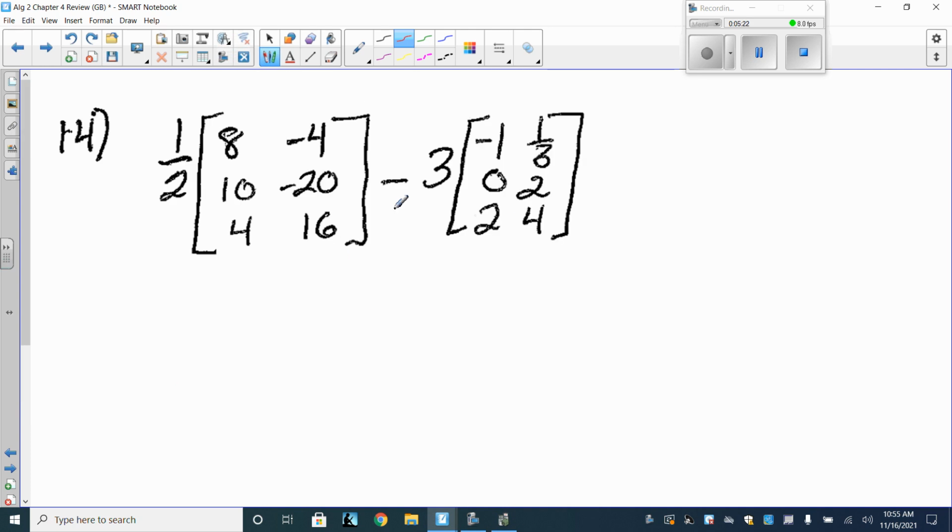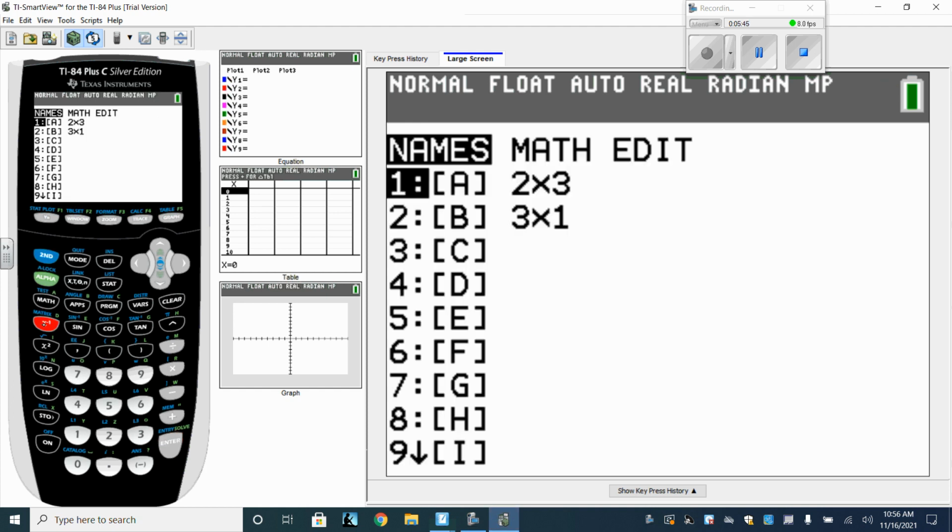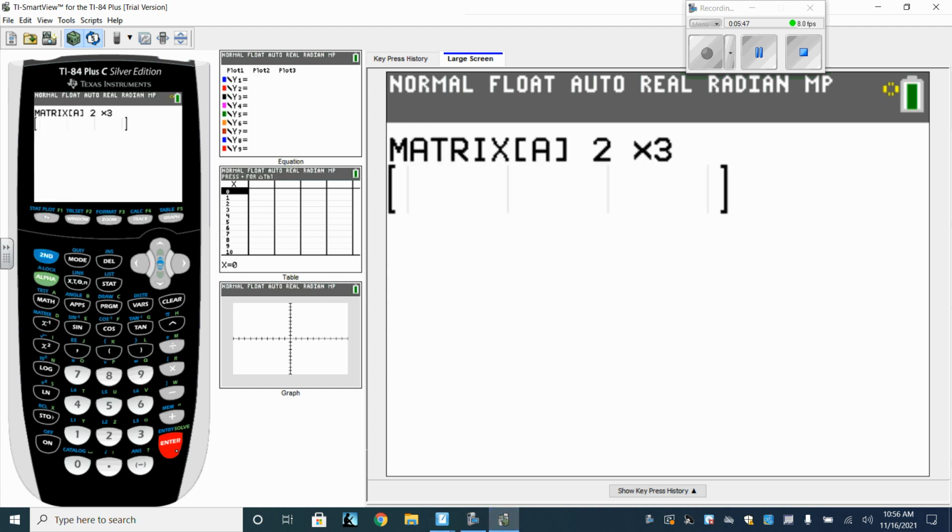Do we want to look at 14? Okay. Now we can do this by hand, and if we did it by hand, what we'd be doing is we'd multiply every element inside the matrix by 1/2 and multiply it by -3. And then we would add the matrices together. Now we could do this in the calculator as well, because if we did this in the calculator, the first thing we'll need to do is input the matrices in. So the first matrix that we have is a 3 by 2.